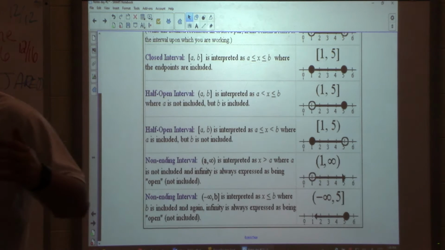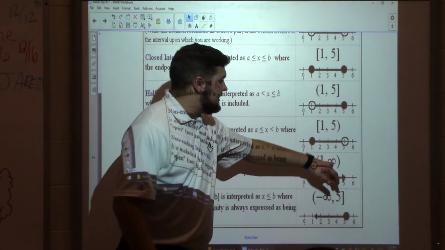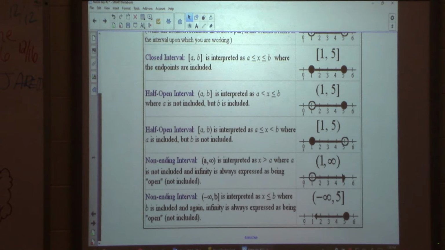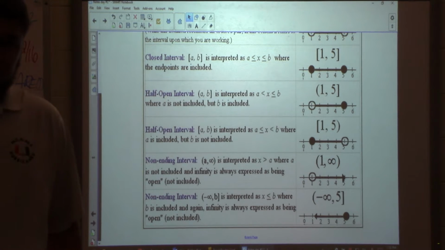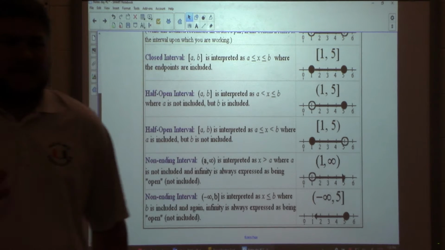Either way it goes, you could have negative infinity or infinity, and they will always have a parenthesis around them. You can never include negative infinity and positive infinity. You will never have a bracket on that side. It will always be a parenthesis. Why is that? Why can't I include infinity or negative infinity? Because it's impossible. I don't know if I like the word impossible. Is infinity actually a number?